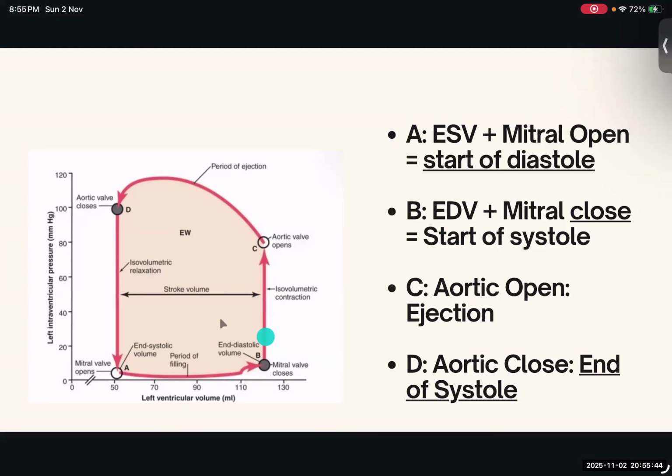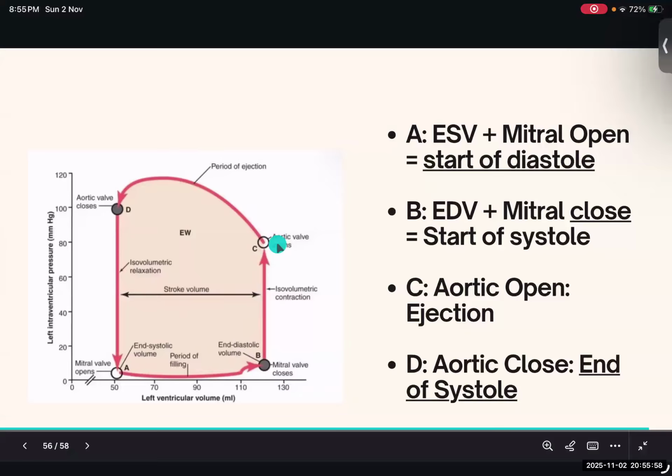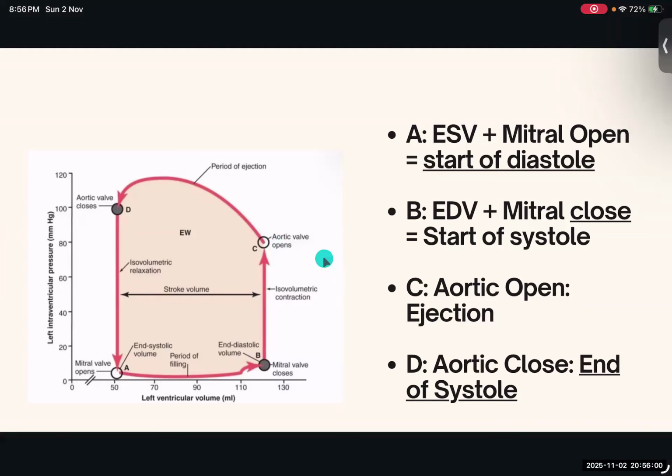Why is the volume not changing? Because remember, at the beginning of systole, we have isovolumetric contraction. The aortic valve has not reached a sufficient pressure to open. So we have this upshoot in pressure, this straight line, where the aortic valve has not opened. Once it opens, we start the third part of our pressure volume loop, where the aortic valve opens and we have ejection.